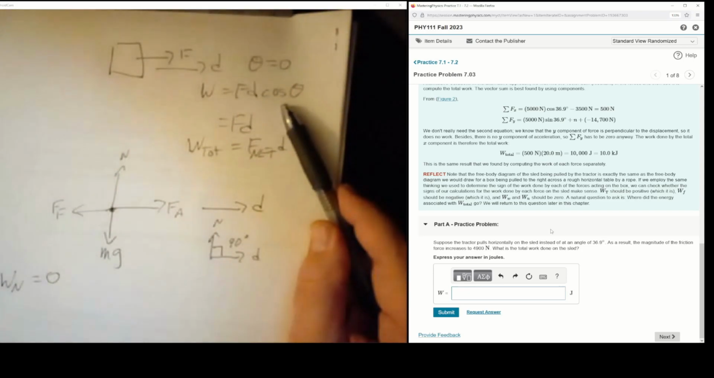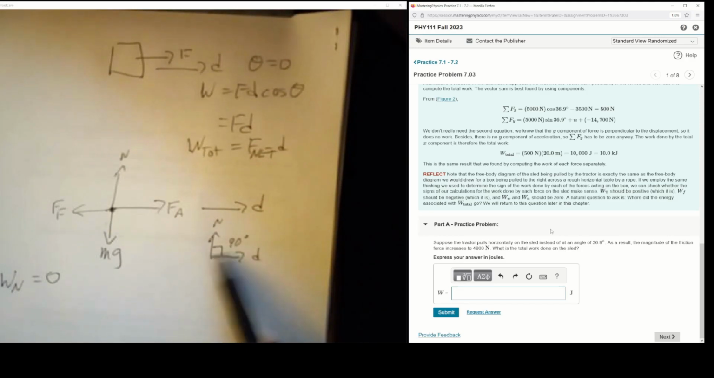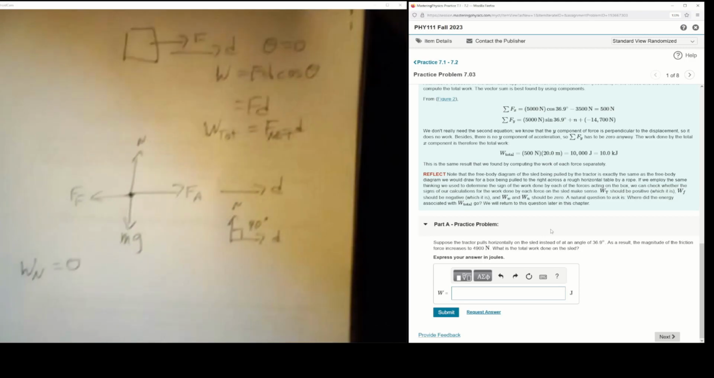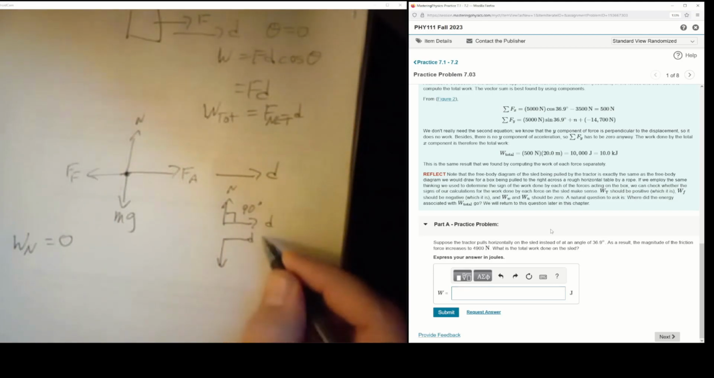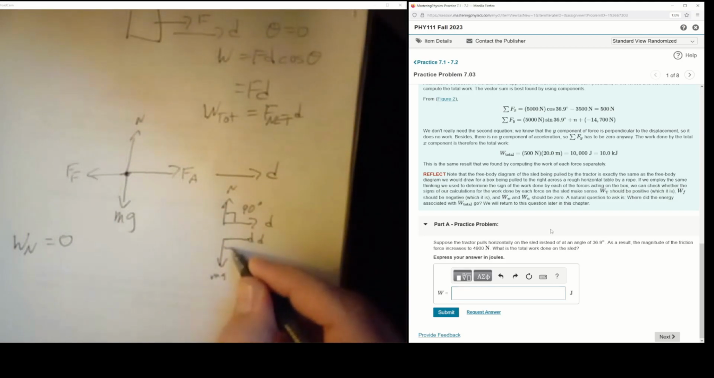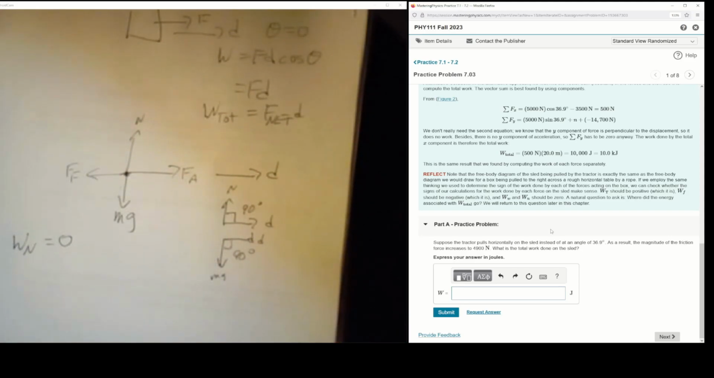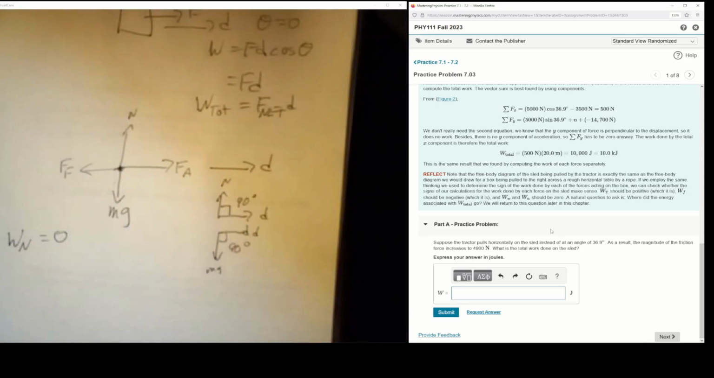And what ultimately gives us that answer is the cosine. So whenever you have 90 degrees like this, cosine 90 is always 0, and the work from that will be 0. Same with the weight. If we look at the weight, because that's straight down, and connect it with our displacement, we again get a 90-degree angle, and cosine 90 is 0.